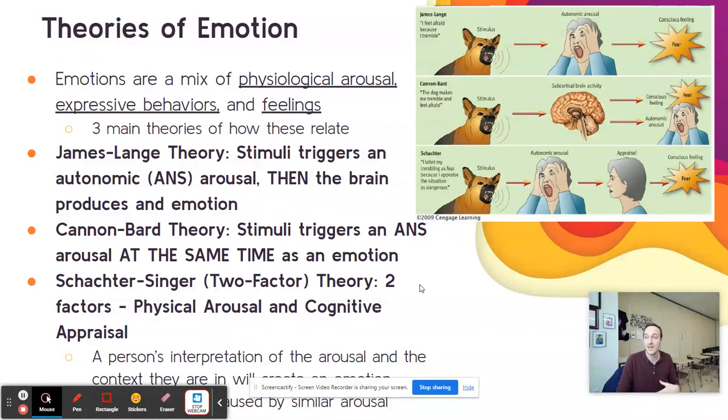The reason for that is because sometimes our heart can be beating for different reasons, right? The sympathetic nervous system isn't just for fear. I could have my heart start beating fast because I'm nervous or because I'm excited, right? And so it takes my brain to appraise the situation. To appraise means to evaluate and think about it before I can get to the point of describing an emotion that goes with it. So that's the Schachter-Singer two-factor theory.